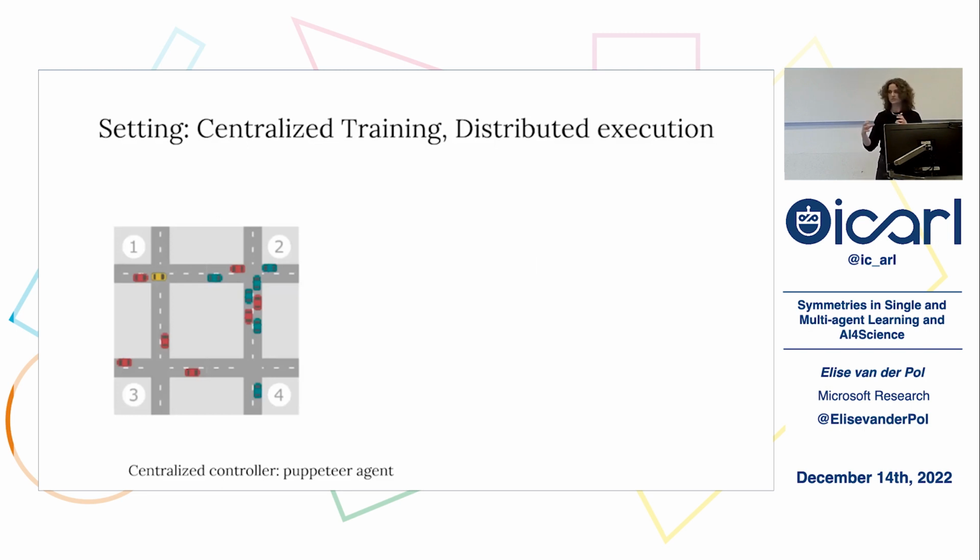A centralized controller, what we mean by that is that you have some kind of puppeteer agent. And this takes all the observations from all the individual agents, then reasons about them in some way, and then returns to every agent a local policy for the agent to use. So everything has to be sent up and then everything has to be sent down. But of course, there are many situations where you don't want to do that.